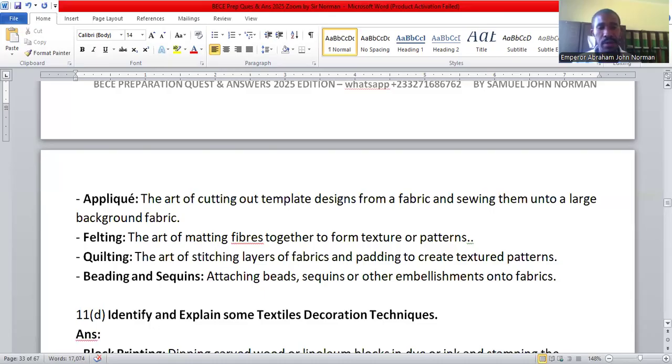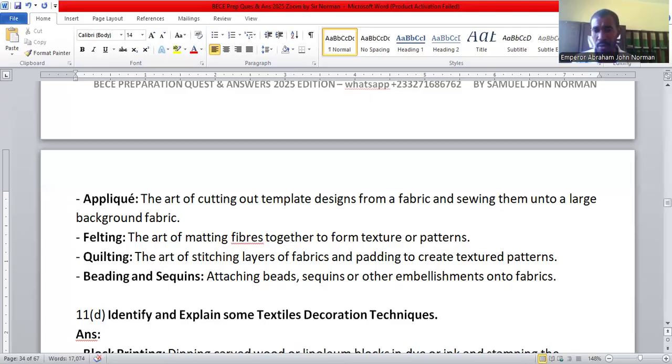Then we also have felting. Felting is the art of matting fibers together to form textures or patterns for that matter. Then we have quilting. Quilting is the art of stitching layers of fabrics and padding it to create textured patterns. Then we have beading and sequins, which is the art of attaching beads, sequins, or other embellishments onto a fabric.